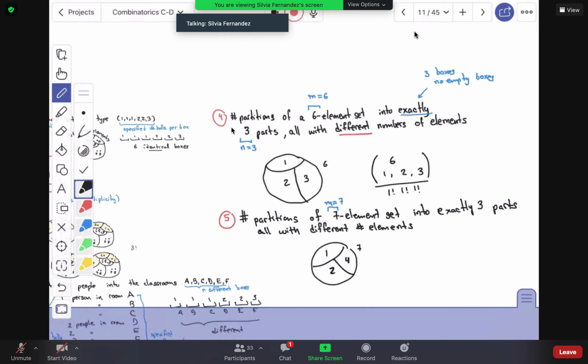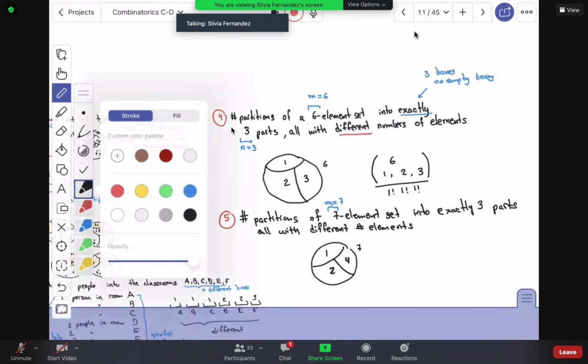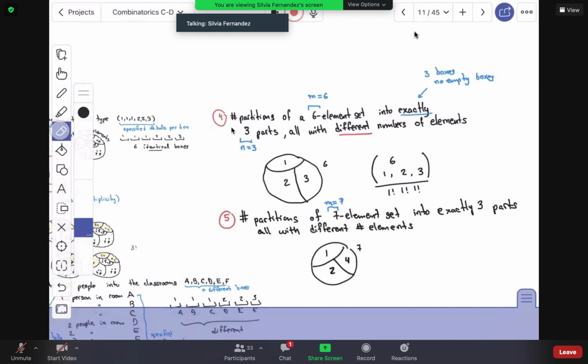Maybe, sorry guys, let me change it to 8. It's not a good example because I was thinking 1 and 5, but then I will have repetitions. So I'm just going to change that to 8 because this one for sure, I think, will work. So I can have one box with 1, and then I have 7 left. So I can have 2 and 5, or I can have 3 and 4.